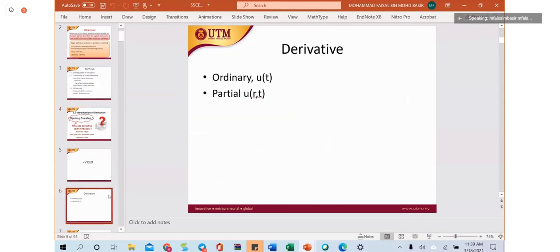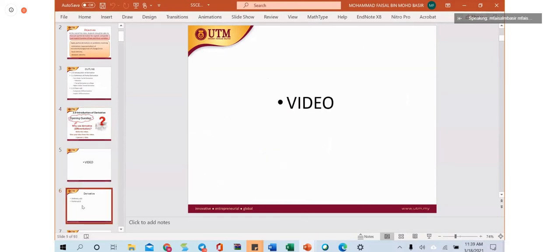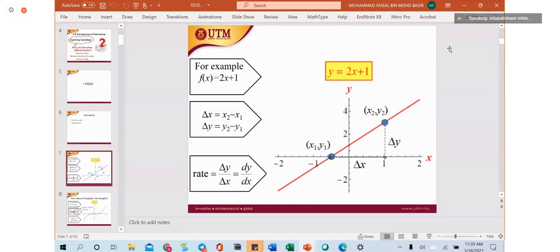Okay. So we have the ordinary derivative that involves one independent variable. We have the partial derivative that involves two independent variables. So we have one and two independent variables. Remember that. And then if you see here, for a linear function, it is easy to get the rate of change, because at every point the gradient is the same. So usually the changes will involve the gradient. The gradient means changes, but this is for linear.